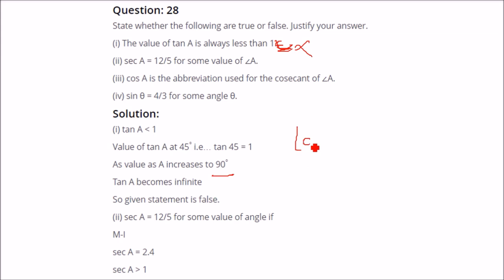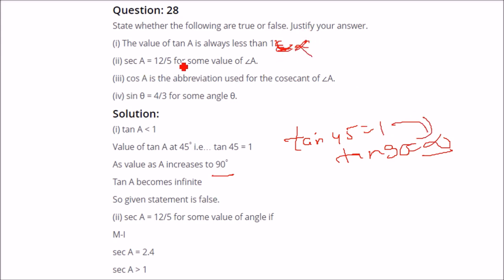Tan 45 is 1. Right? But tan 90 is infinite. So when you go to tan 90, it is infinite. So it is going beyond 1. So this is false. So you have to make it as false.